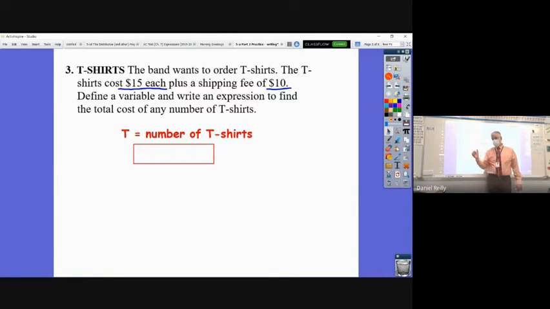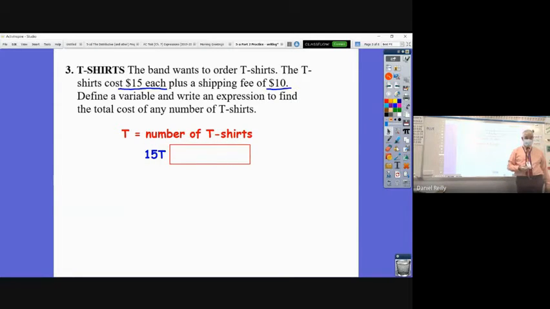and I buy 2 T-shirts, how much money is that going to cost me? $30. $30. What are you doing with the $15 and the number of T-shirts that you're buying? What are you doing with those 2 numbers? Multiplying them, right? If it says each, that means multiplication, right? Each means multiplication. So what you're paying here is 15 times the number of T-shirts plus the shipping fee. Okay?